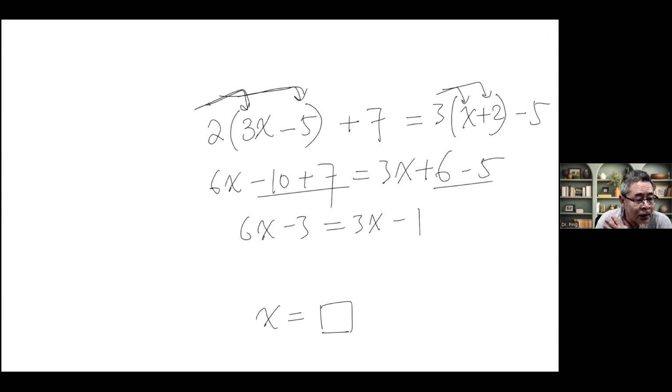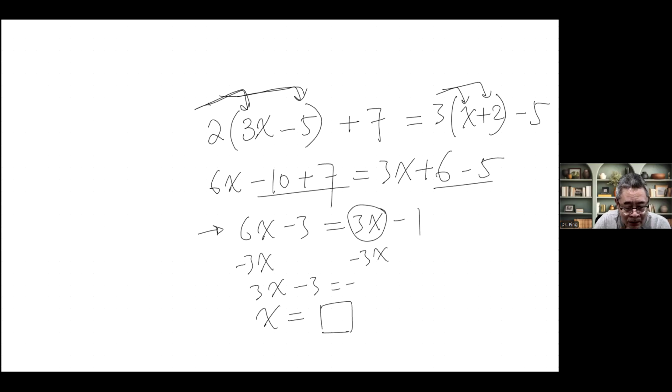Okay, so now we got to this part, and again we're going to combine like terms. So this has to get to the left. So we're going to minus 3x on both sides. Then of course we got 3x left on one side, and we got -3 and -1.